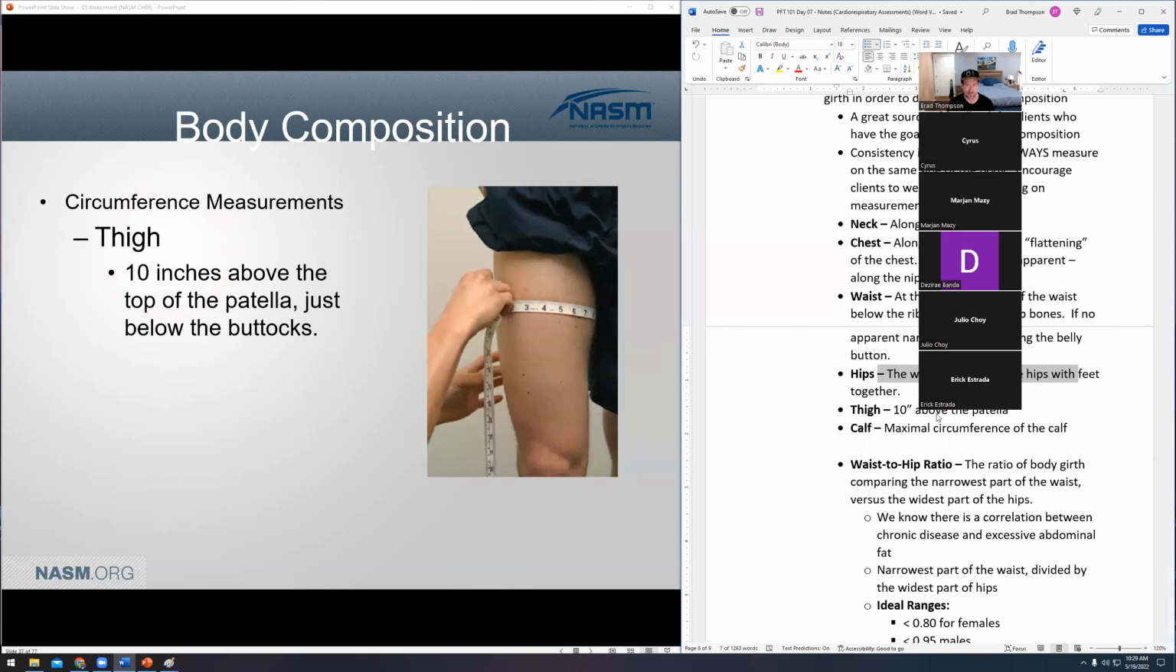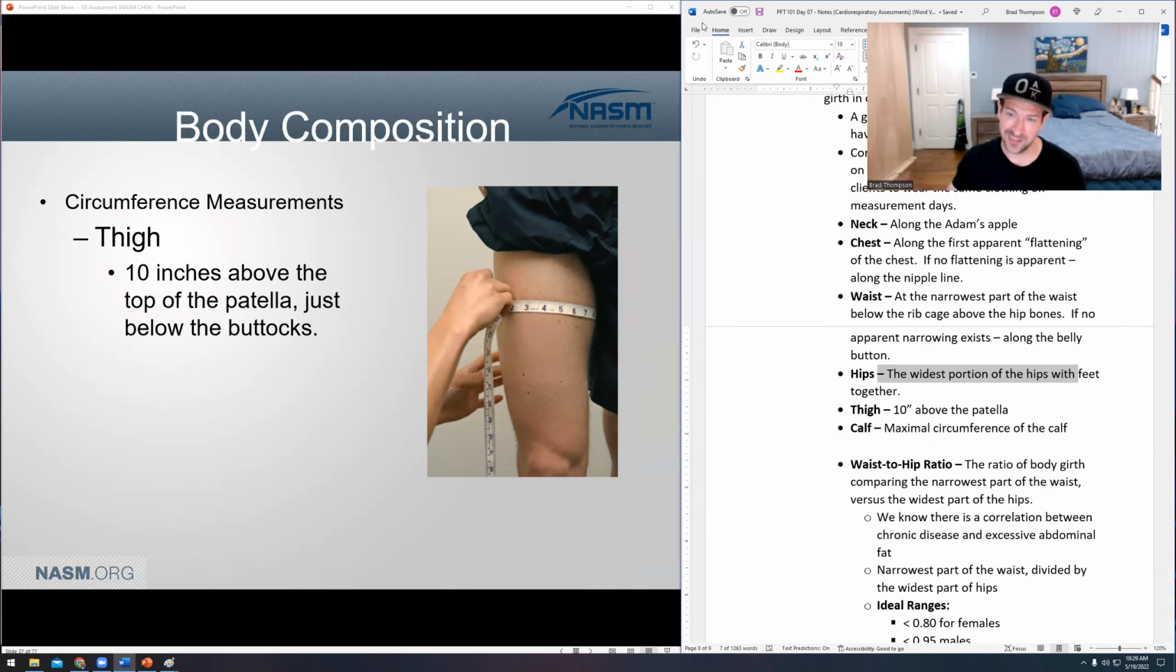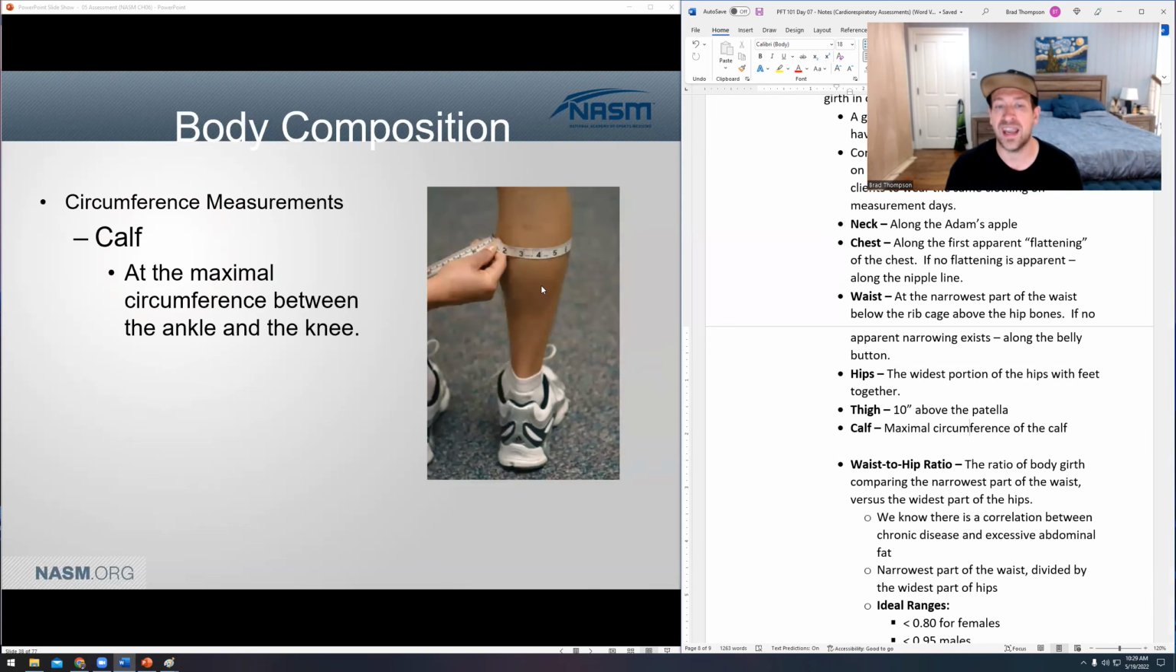I will say not every client is going to have 10 inches above the patella. If you have a client that's a little bit shorter, that might be difficult. So traditionally, we go 10 inches above the kneecap. If they don't have 10 inches above the kneecap, just pick a different number, 6 inches, 4 inches, whatever you want to pick, but you're just tracking it over time. And then the calf, we do the widest circumference of the calf.